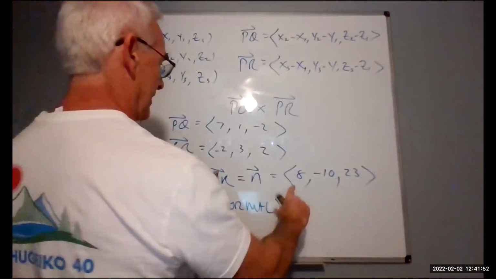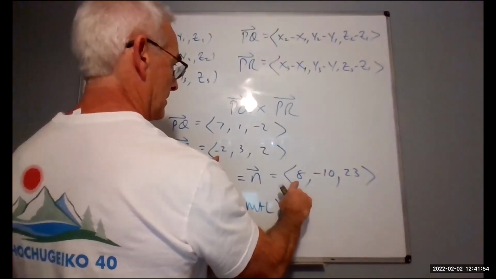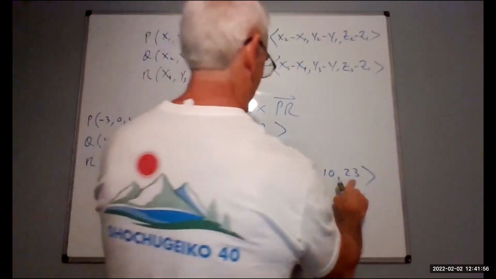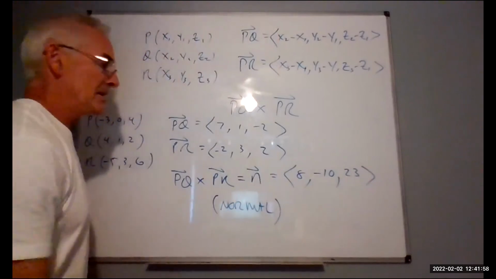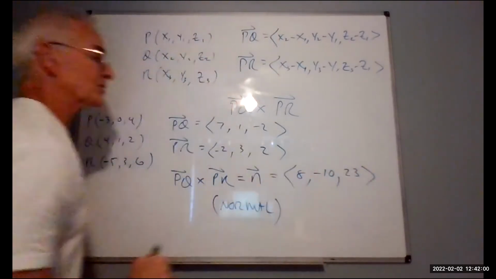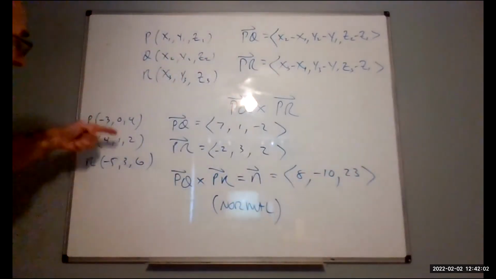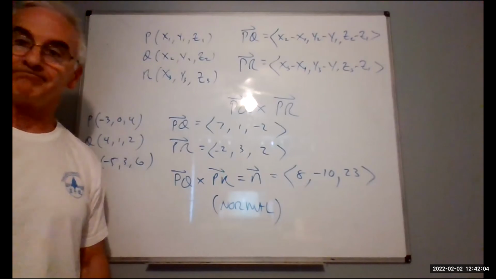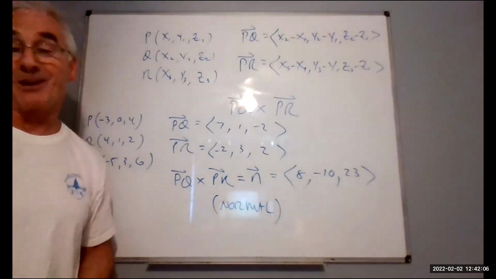And I will do a quick check. -16, -30, plus 46, yes, that's 0. So this vector here is orthogonal to the plane that these 3 points move on. Kind of crazy, kind of cool.